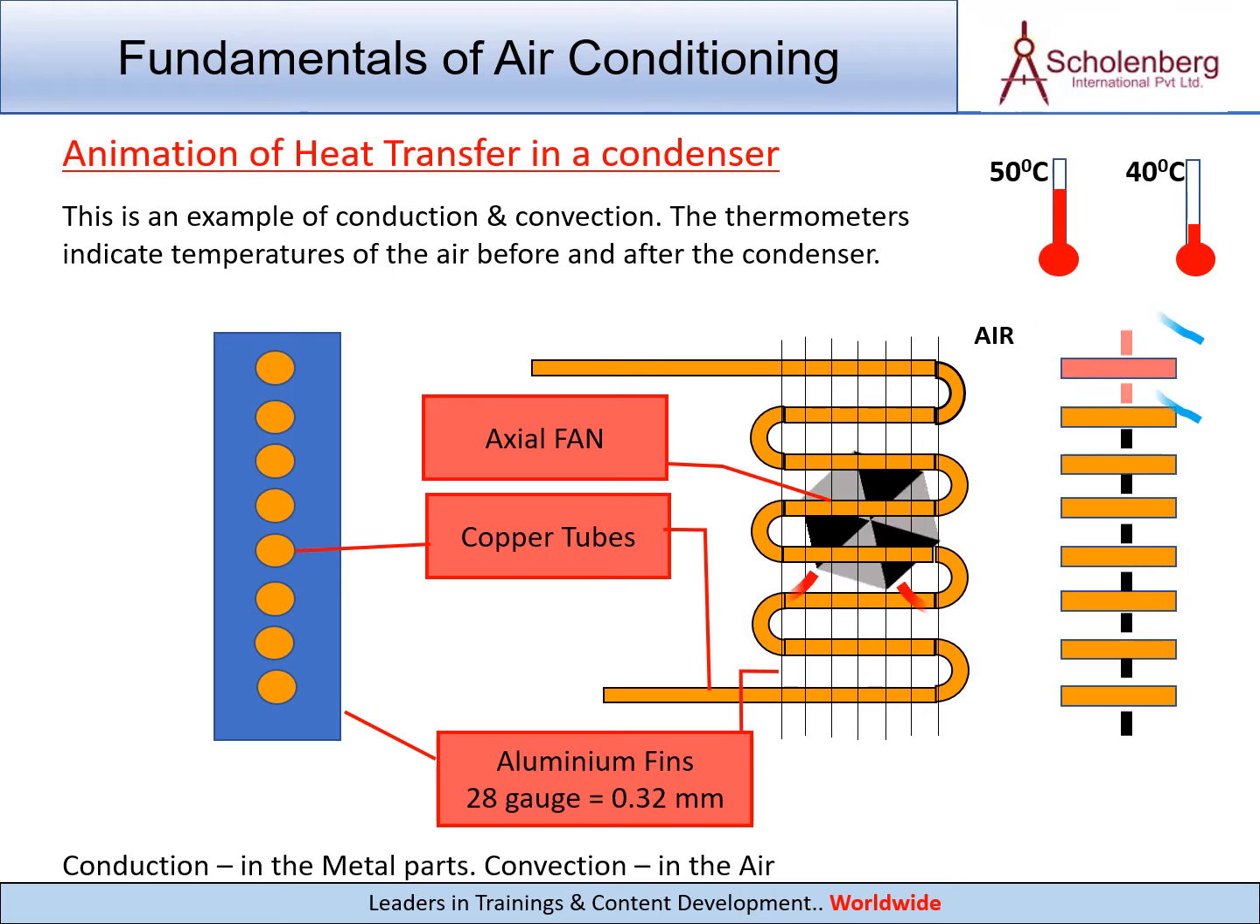Animation of heat transfer in a condenser. This is an example of conduction and convection. The thermometers indicate temperatures of the air before and after the condenser. Conduction, in the metal parts. Convection, in the air.